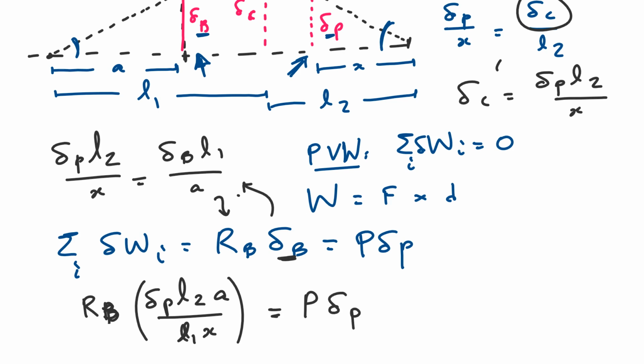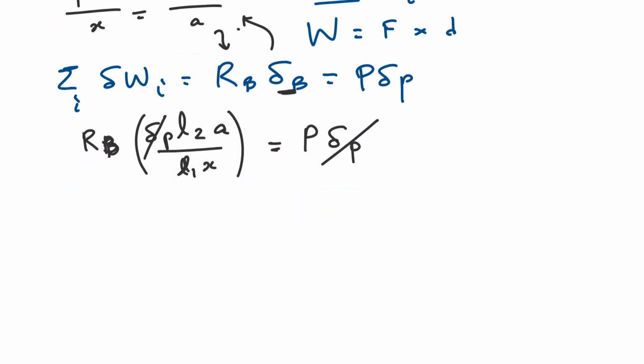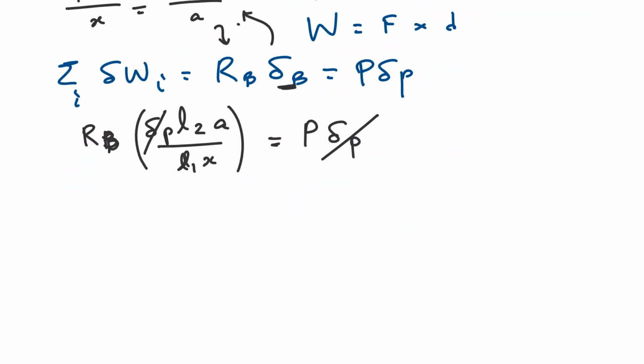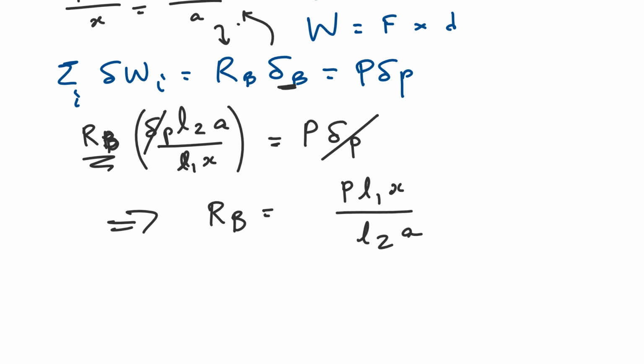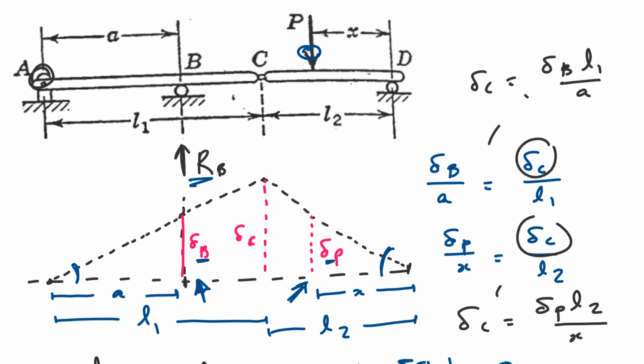And now look what happens. This cancels out with this. And what are we left with? We're left with just RB. So, in conclusion, we solve for RB. It's equal to P L1 X over L2 A. And that's our answer. So, principle of virtual work.